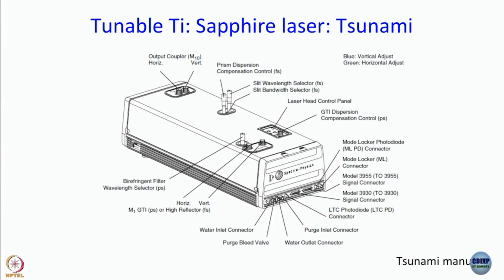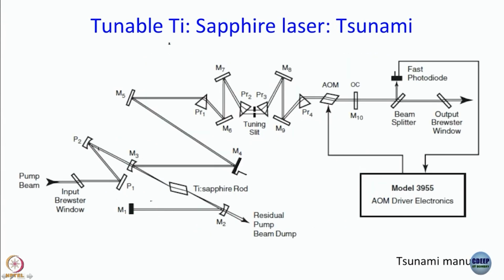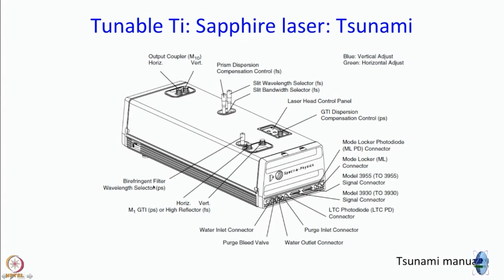Okay. In our laser we do not even have this birefringent filter wavelength selector. This is a generic diagram. We have these two knobs. What are these two knobs? These are vertical and horizontal controls of the high reflector. Which one is the high reflector? This one, right. So, this blue and green knobs that are there, green is for earth, horizontal, blue is for sky, vertical. So, these are horizontal and vertical controls of the high reflector.